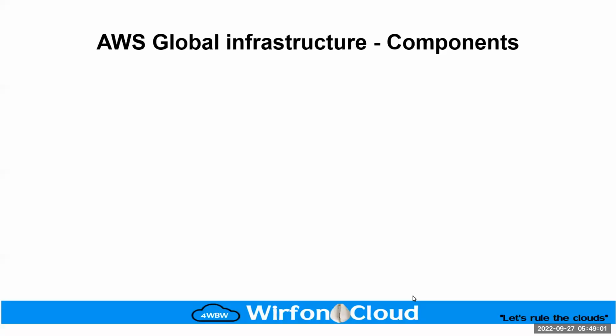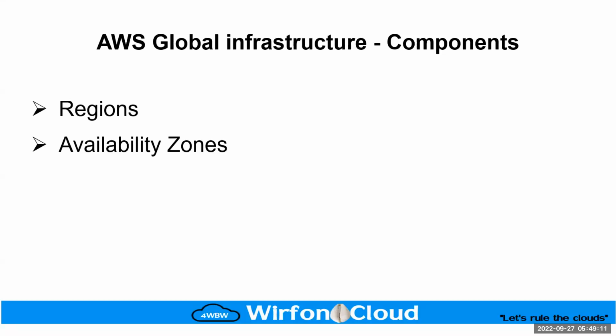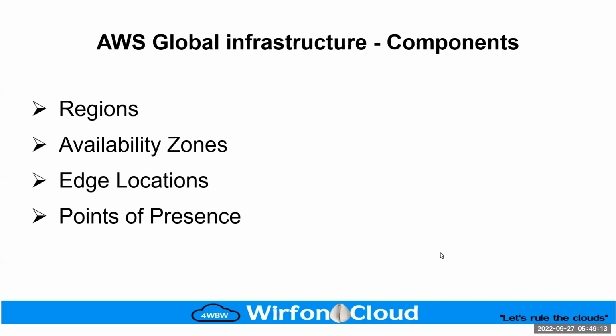And I think we go to the next components of the AWS global infrastructure. We have regions, availability zones, edge locations, and points of presence. Now, we're going to dive into each of these components.